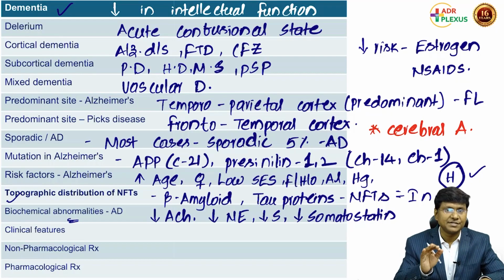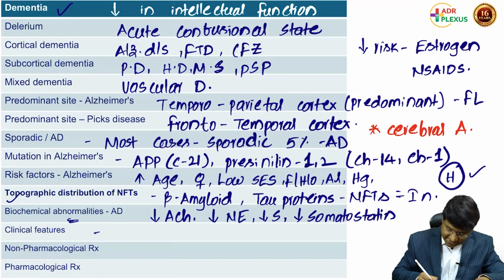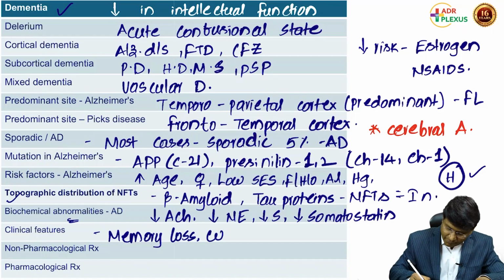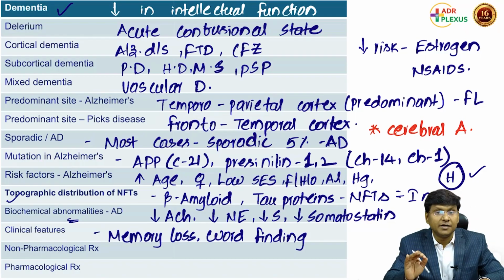And the clinical features: the very important one is memory loss. Memory loss is the important clinical feature. Apart from memory loss, the other important abnormalities are word finding difficulty, visuospatial dysfunction, executive dysfunction, and apathy.